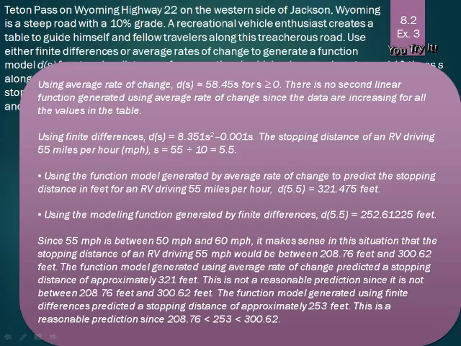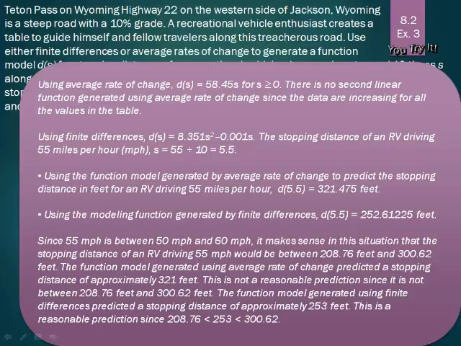Using average rate of change, d of s equals 58 and 45 hundredths s for s is greater than or equal to 0. There is no second linear function generated using average rate of change since the data are increasing for all the values in the table. Using finite differences, d of s equals 8 and 351 thousandths s squared minus 1,000th s. The stopping distance of an RV driving 55 miles per hour, s equals 55 divided by 10 equals 5 and 5/10.